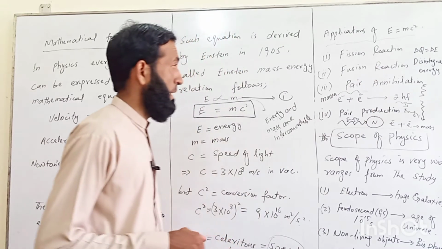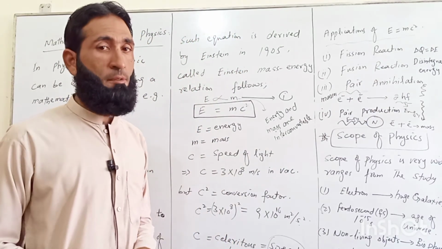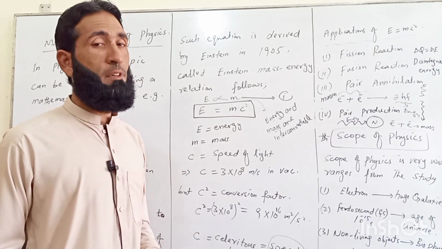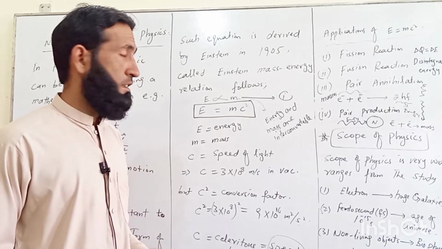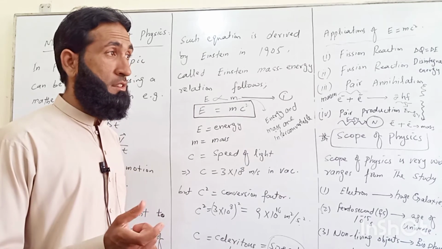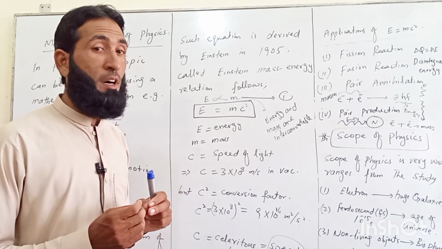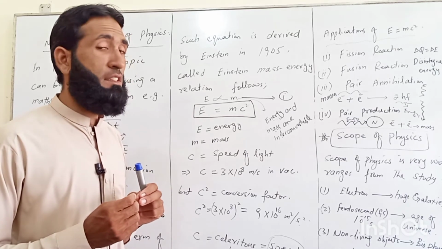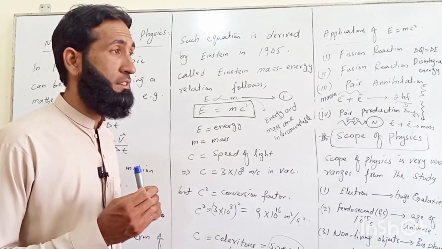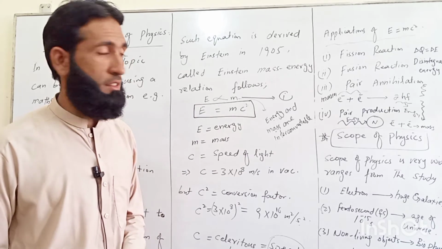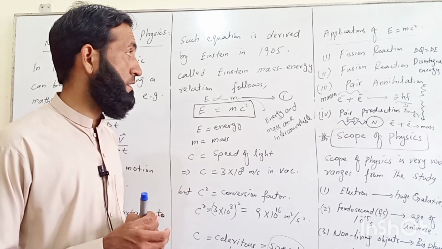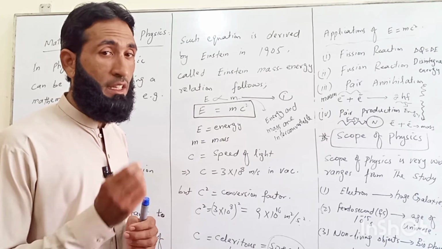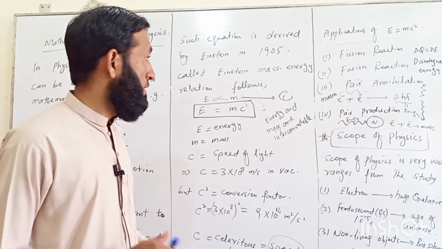Similarly, another example is the fusion reaction. In a fusion reaction, two lighter nuclei, for example hydrogen nuclei, combine to form a helium nucleus or a heavy nucleus. In this case also, some amount of mass is converted into energy, and if we calculate the mass from that energy, we can obtain the exact value of that mass.